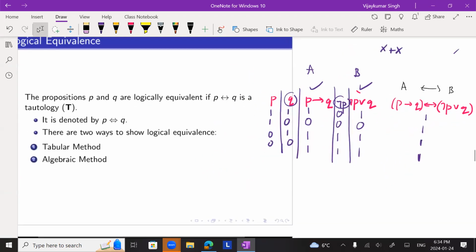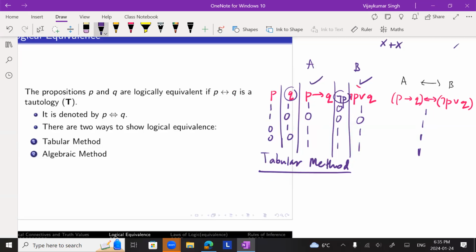Now, how do we show that two statements are logically equivalent, right? So we did one example right away. This method would be naturally called what? We are having a table, right? So this method is called the tabular method. Exactly, we are constructing the table and then we are looking at it. So this is called the tabular method. Now, the other method is called the algebraic method, where we are going to use the following laws of logic.